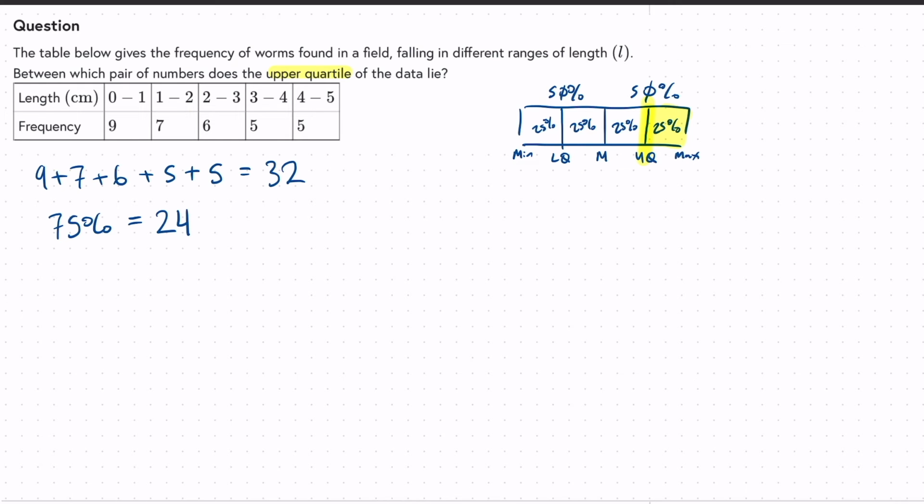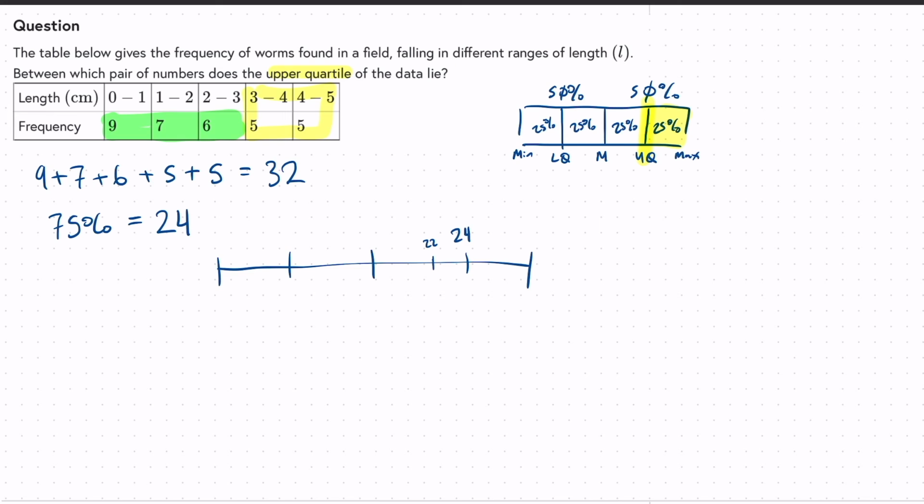Well, at this point, I just need to count things up. 9 plus 7 is going to be 16. 16 plus 6 is 22. So I know that all of these numbers here, because they add up to 22, are going to be below, so let's put a little line here. If this is my upper quartile, I'm looking for the 24th, then all of those numbers between 0 to 1, 1 to 2, 2 to 3 are below that. They stop at 22. So that means our upper quartile is going to be somewhere in this space here.